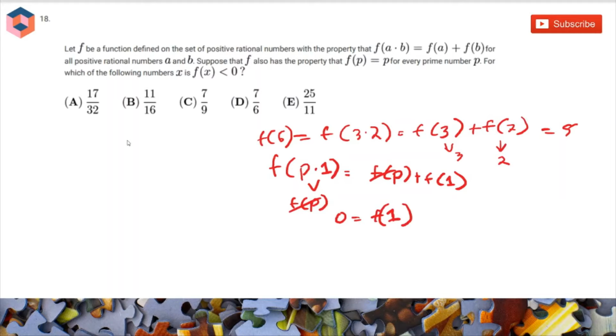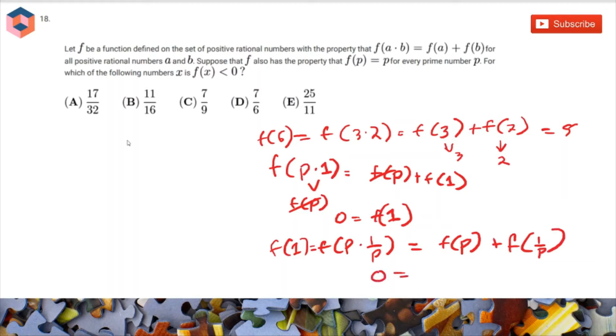Because now what this tells us is f of p times 1 over p, which is just f of 1. Let me write it here. f of 1 equals f of p times 1 over p, where p is any prime, equals f of p plus f of 1 over p. So we're saying that 0 is equal to f of p, which is p, plus f of 1 over p. So minus p is equal to f of 1 over p. And this will help us a lot in this problem.